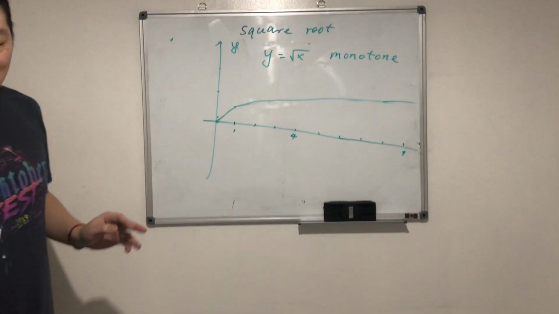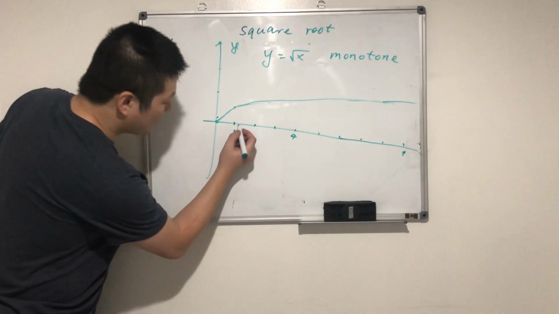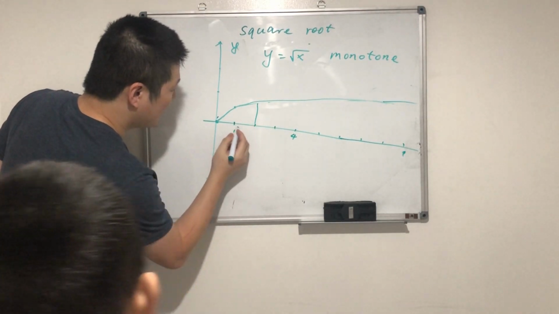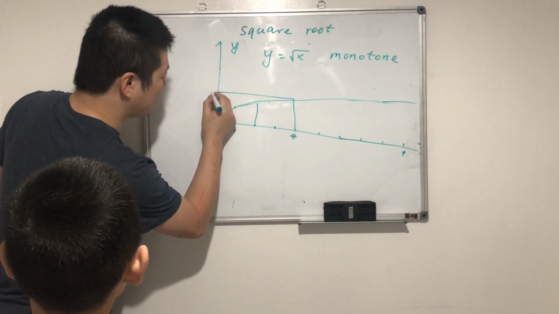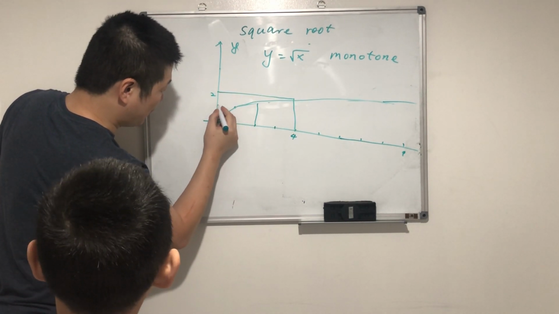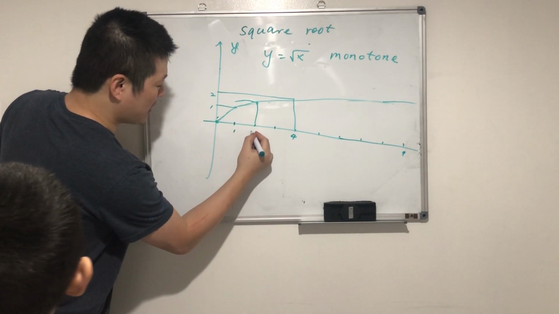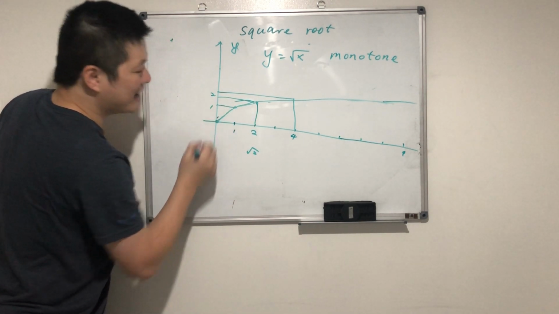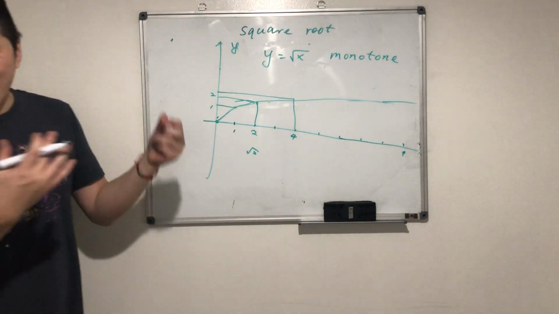Okay, so now look, where is 2? When x is 2, here. X is 2 here, and this is 2. When x is 4, this is 2. So here is between 1 and 2, right? So this square root of 2 is somewhere here, right? We don't know. So how can we calculate this value?